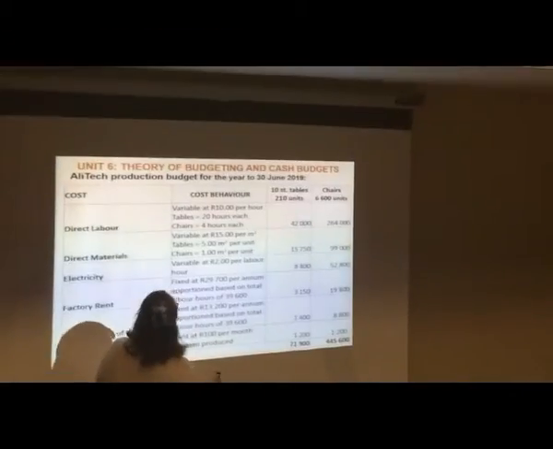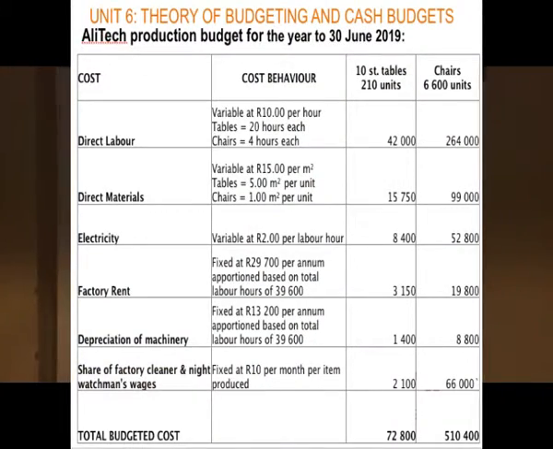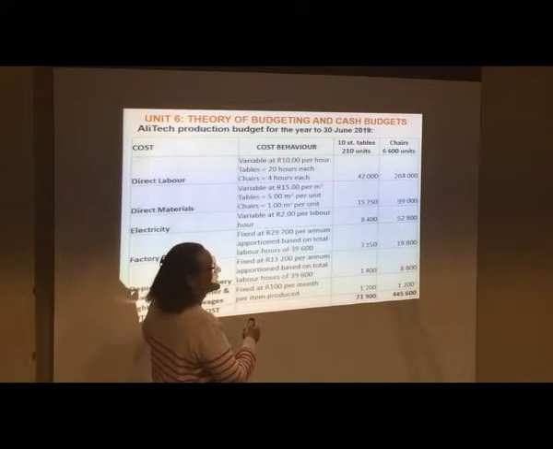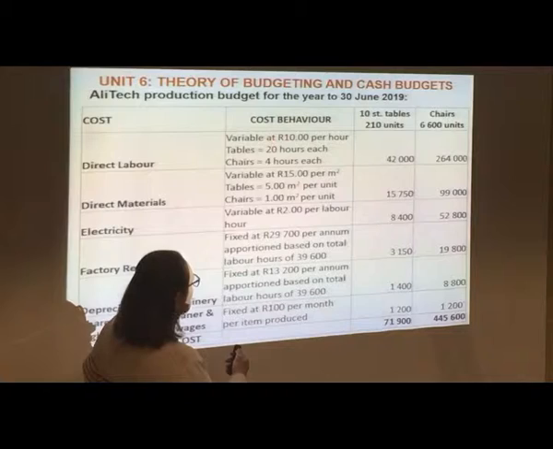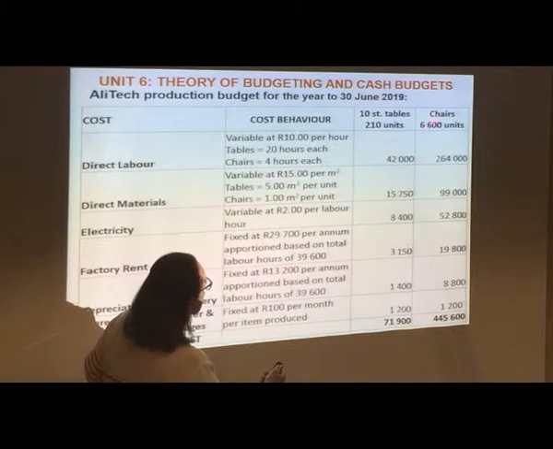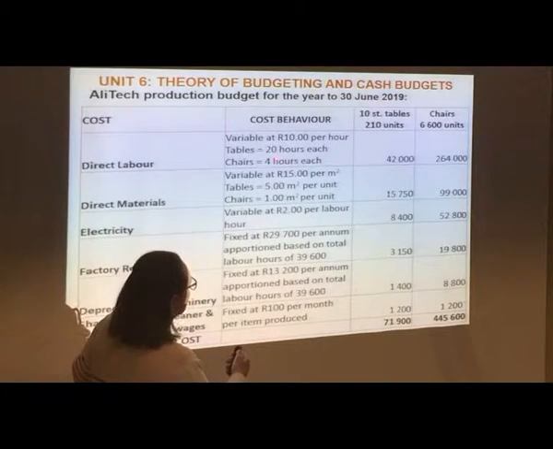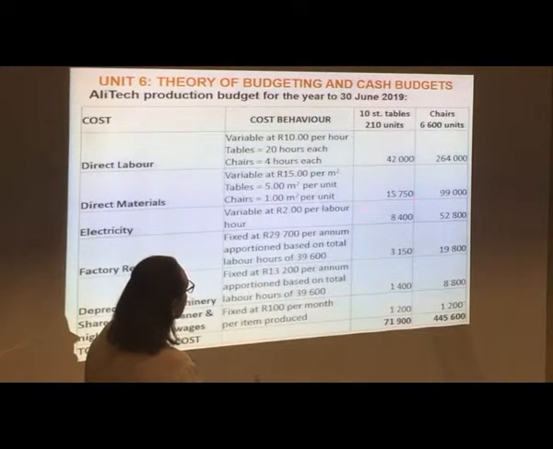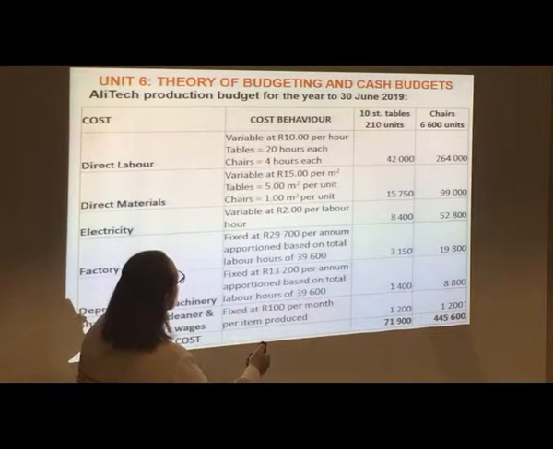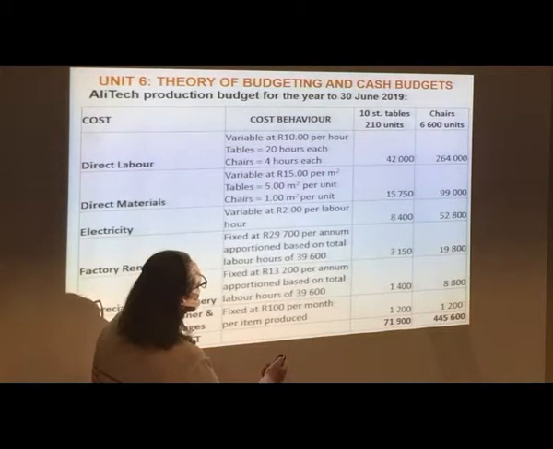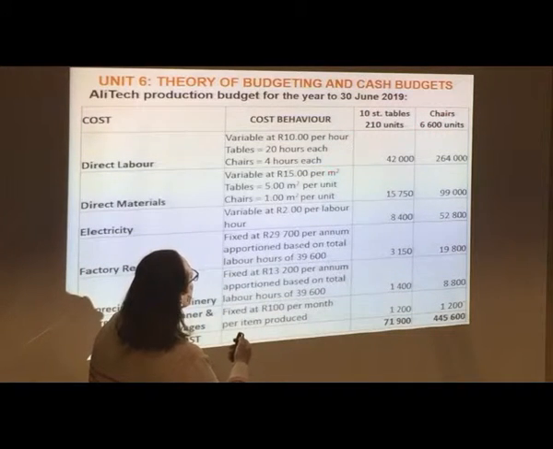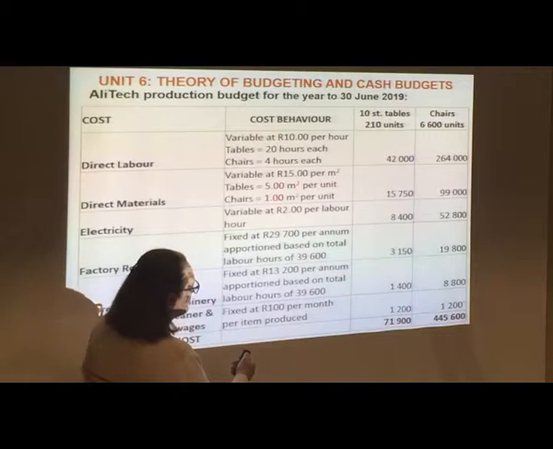Okay, so the direct labor here must be, it always starts with the number of units, 210 units, times how much an hour? 10 Rand an hour. Times how many hours? 20 hours. So this 42,000 is 210 times 10 Rand times 20. This one here is 6,600 times 10 Rand times 4. Okay? This 15,750 starts with 210 units times 15 Rand per square meter times 5 meters per unit. This one, 99,000, is 6,600 times 15 Rand a square meter, and then multiply by 1.